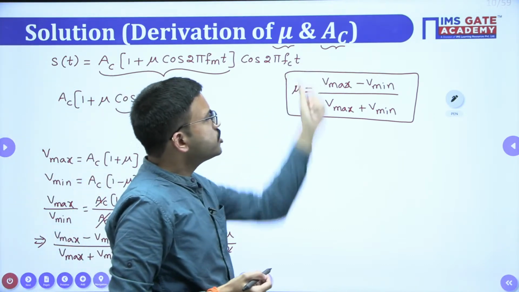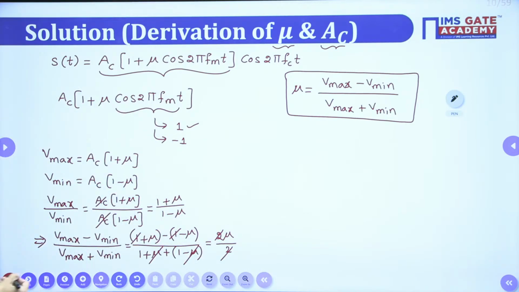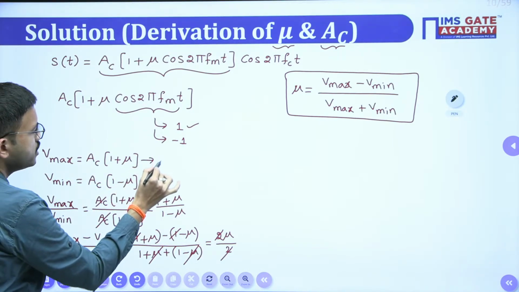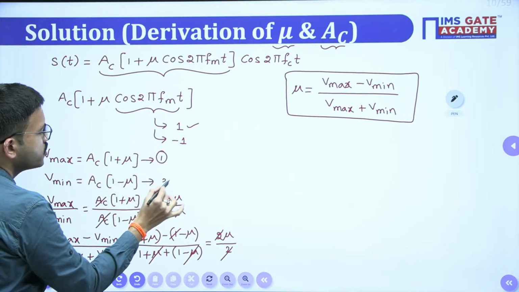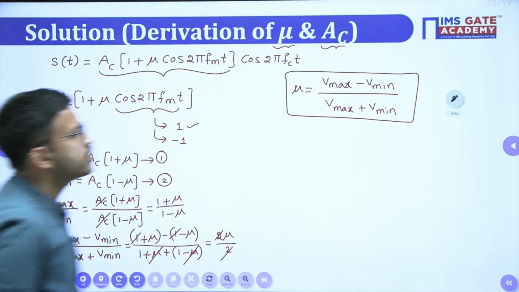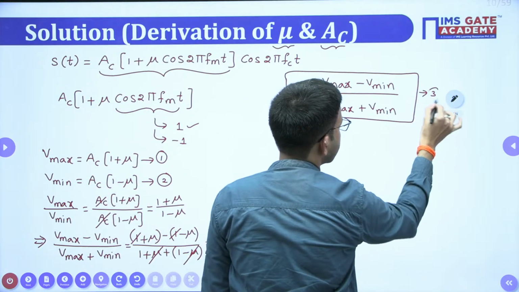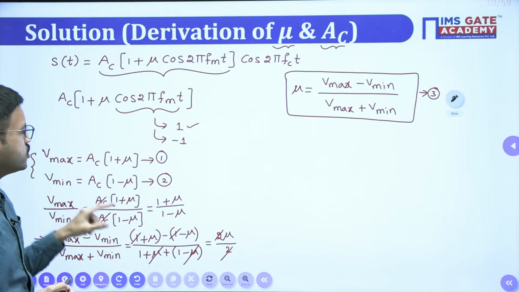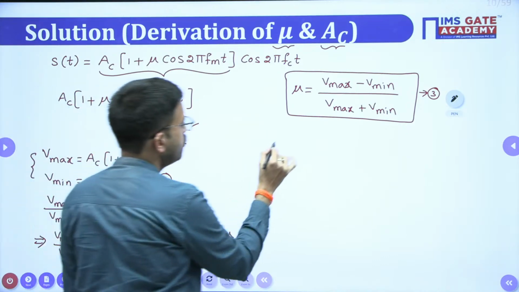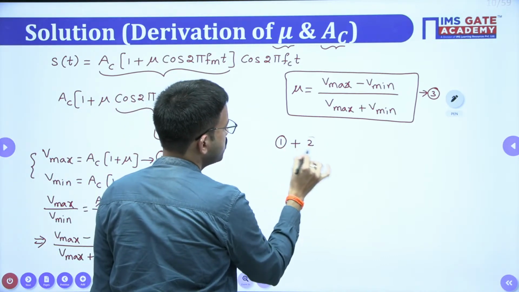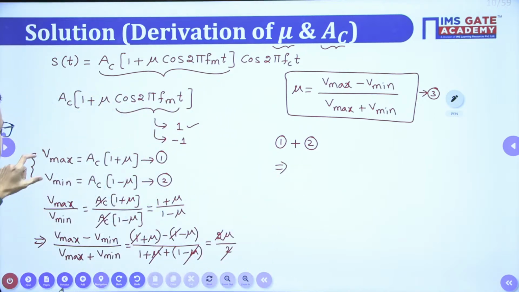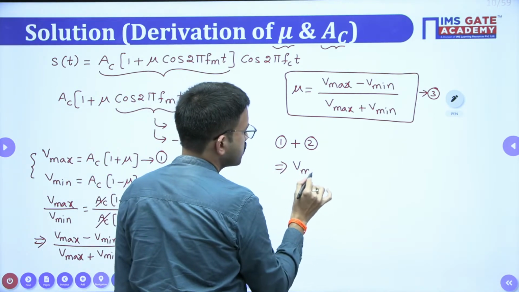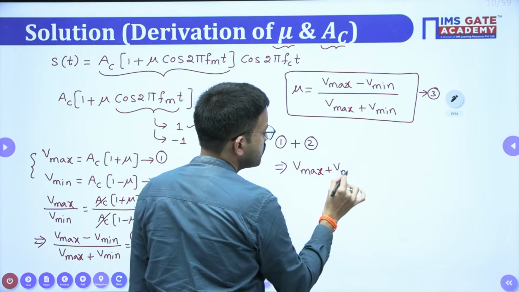Now, in order to find AC, what you can do? Just give numbering for this equation as 1, and this equation as 2. And this one, say for example, equation number 3. Now by observing 1 and 2, just perform the addition of these two. If you perform the addition, the mu term will get cancelled. So add equation 1 and 2. Then on the left hand side you will get Vmax plus Vmin.